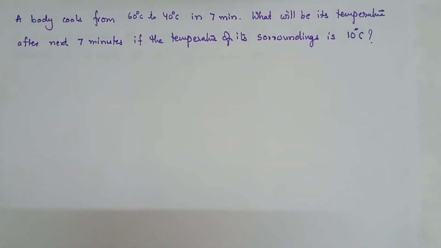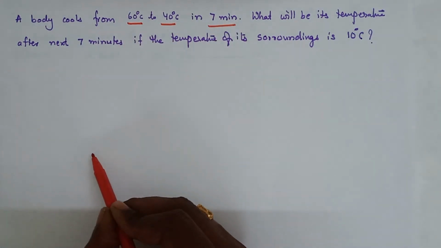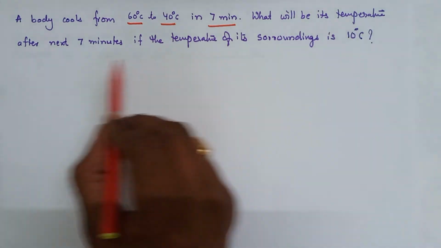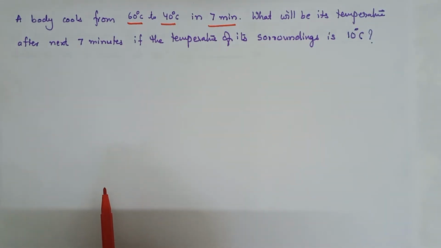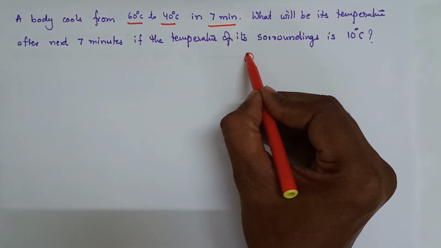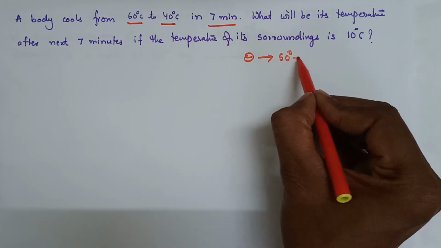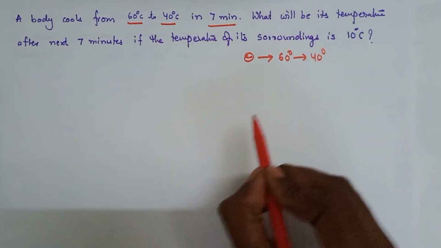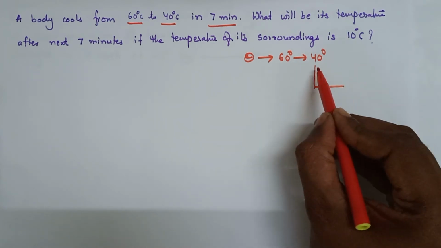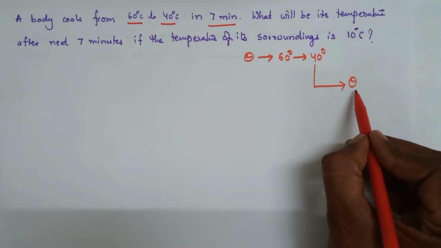Another problem is based on Newton's law of cooling. A body cools from 60 to 40 degrees centigrade in 7 minutes. What will be its temperature after the next 7 minutes? So first, it has been cooled from 60 degrees centigrade to 40 degrees centigrade. Next, it has been cooled from 40 degrees centigrade to, let us say, final temperature theta.